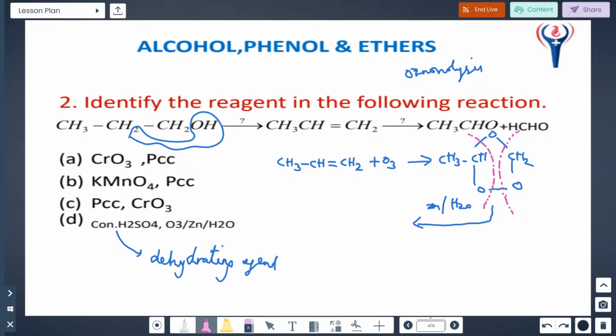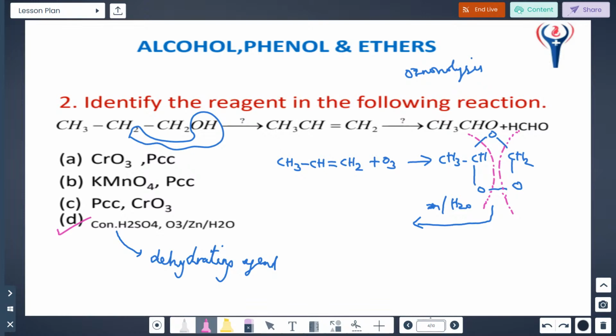See CH3CHO. Correct or not? This side CH2O. CH2O, only for our convenience, we can write HCHO. Understood? So here reactant is given, product is given. We have to find out the reagent only. So which reagent we put? O3 in presence of zinc in presence of H2O. Then only we can get this product. So option D is the correct one. Understood? Are you following?